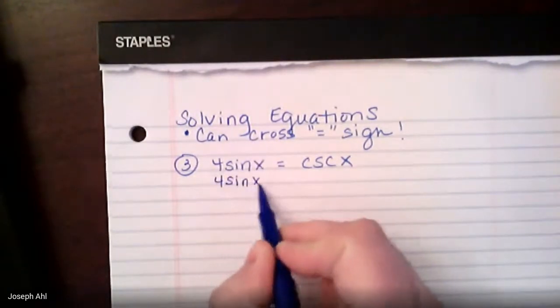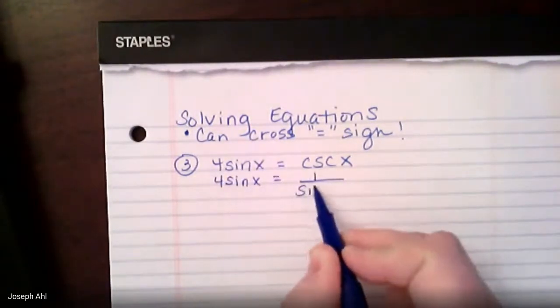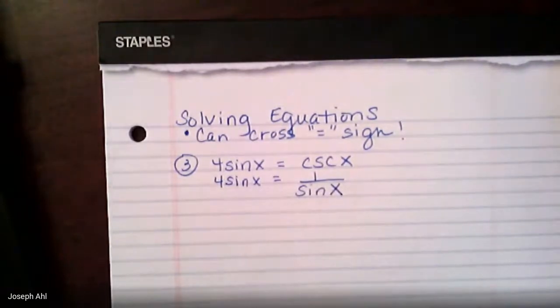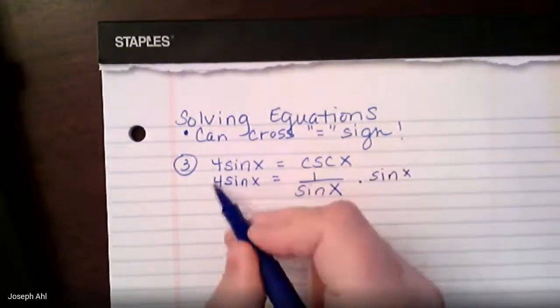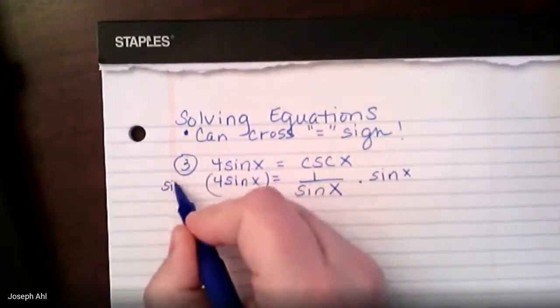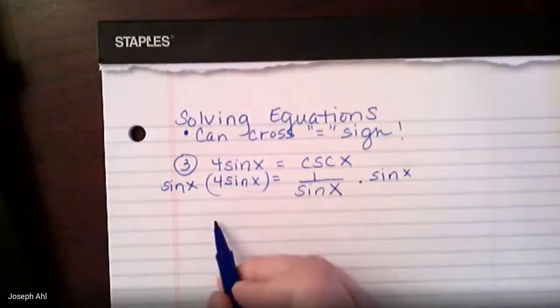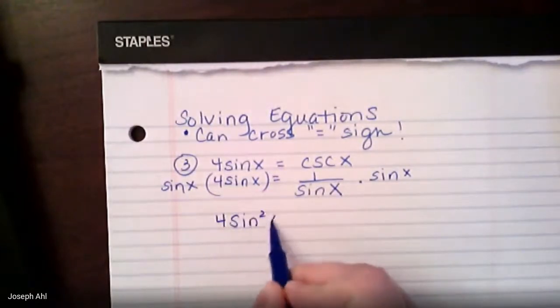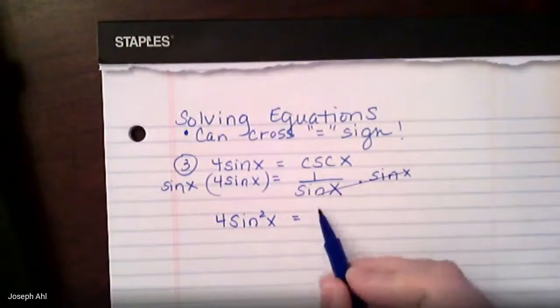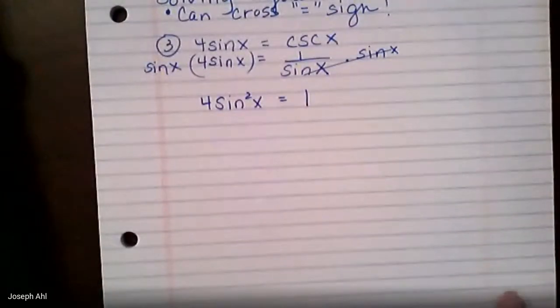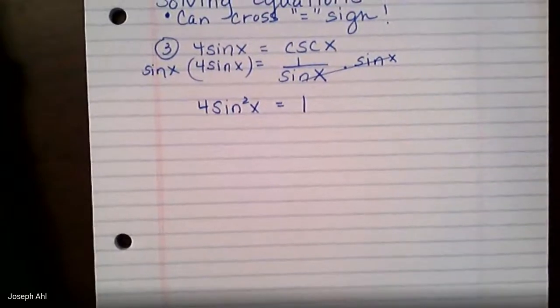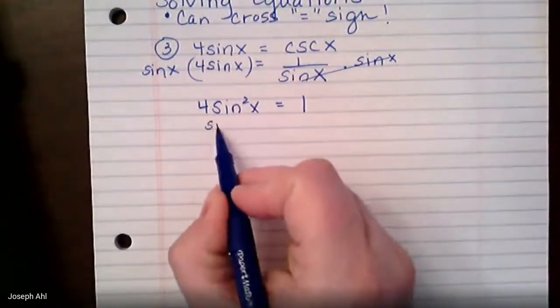Changing cosecant into 1 over sine x. Okay, so use that reciprocal identity, make that substitution. If you then multiply both sides by sine x, we get 4 sine squared is equal to, make sure you still have 1 on this side. So if 4 sine squared is equal to 1, you can then divide both sides by 4.